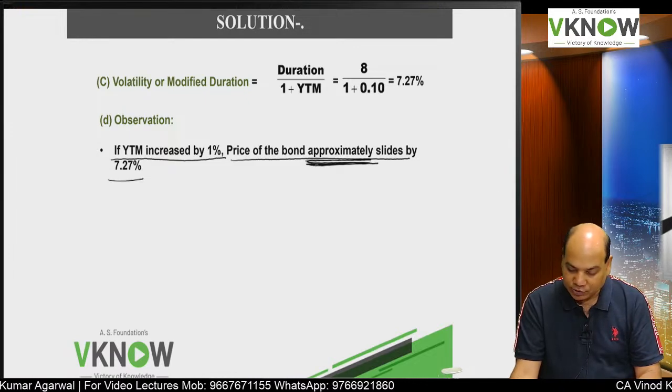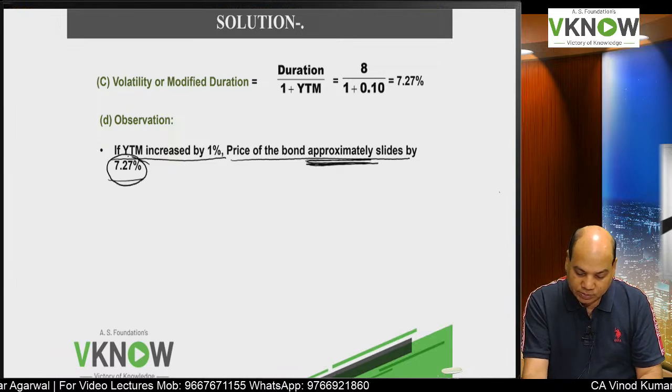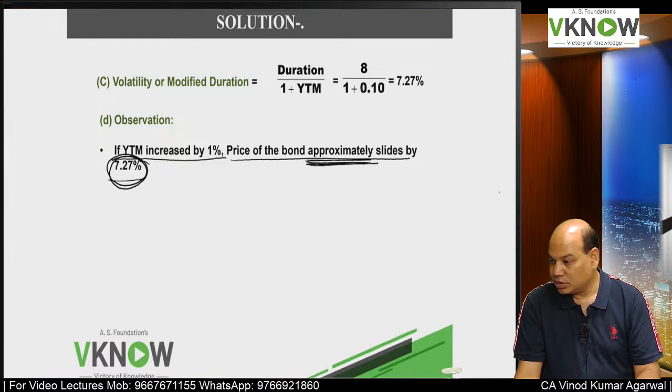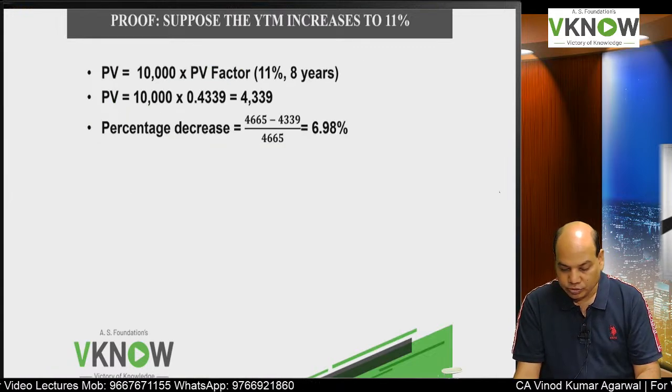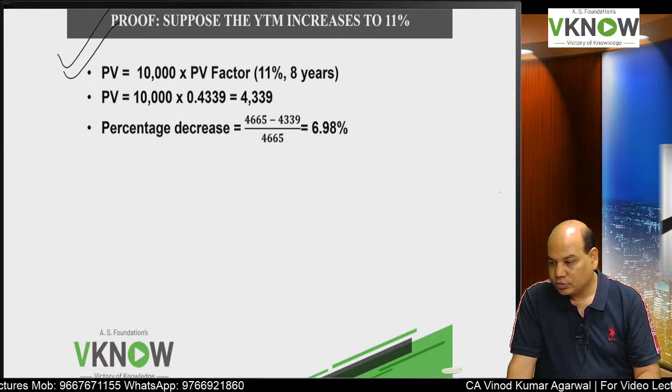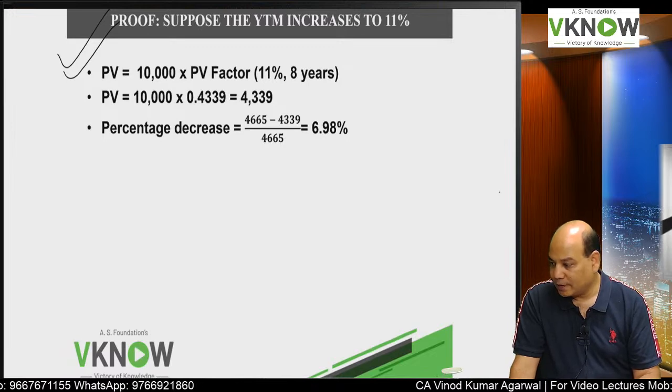So now I have to prove this point, because the question says if 1% were changed in yield, how will it impact the price of the bond? So we are saying the price of the bond will fall by 7.27%, but the question says prove also. So write down proof. I will prove it by using the present value factor.